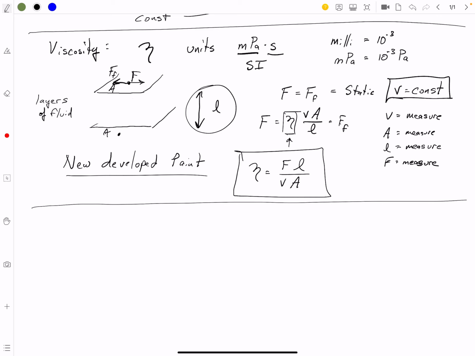Okay, so I think we killed viscosity. What causes flow?